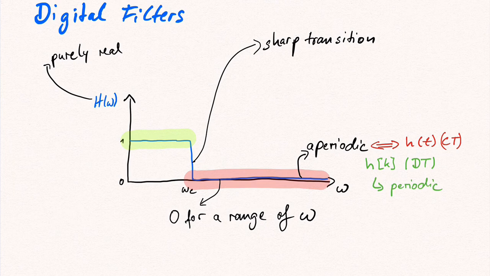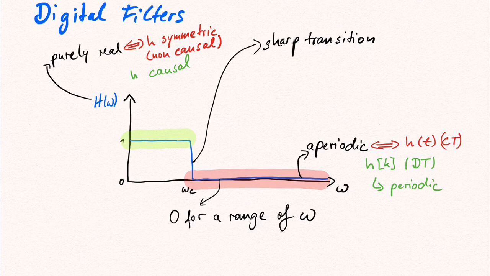As we have discussed for continuous time filters, if H of omega is purely real in the frequency domain, the corresponding impulse response in the time domain has to be symmetric, which means that it would be non-causal. But since we need to design a filter which has a causal and hence asymmetric impulse response h, we have to allow that the frequency response H of omega has a phase angle.